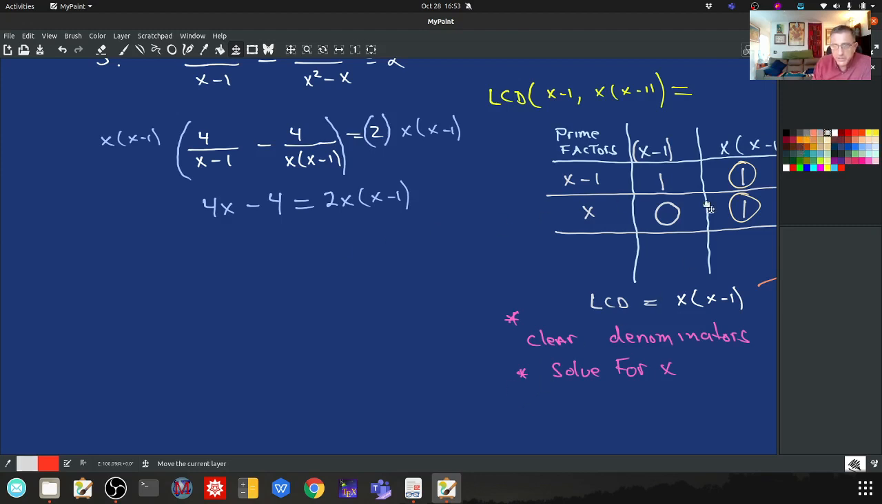So we're here at this point. Solve for x. So let's solve for x. I'm going to notice on my left-hand side I can factor out a 4. 4x divided by 4 is x. Minus 4 divided by 4 is minus 1.